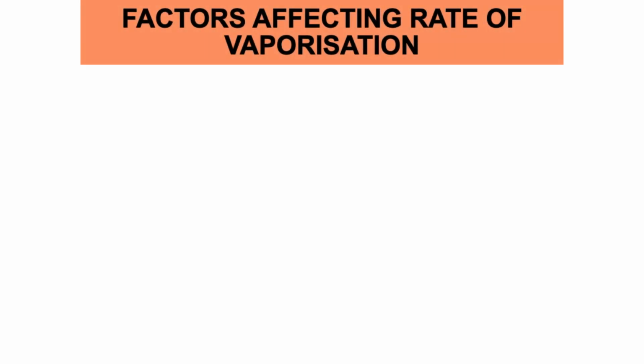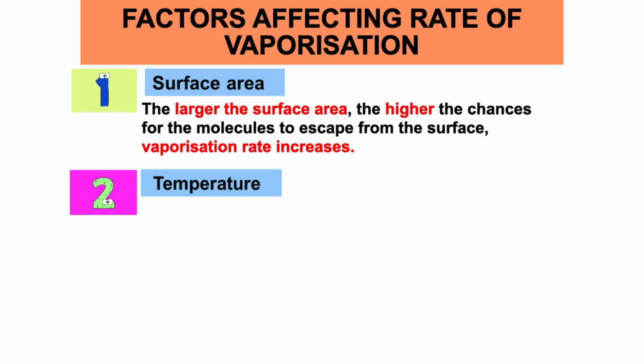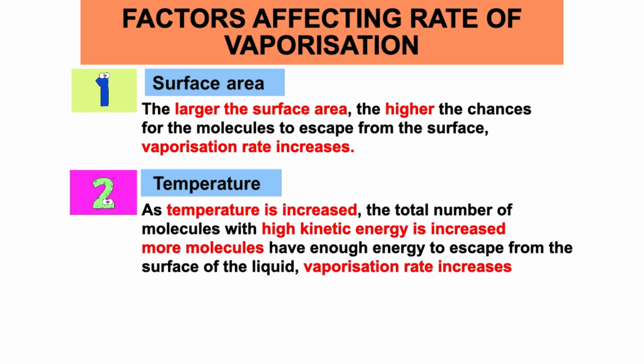There are several factors that affect the rate of vaporization. The first one is surface area. The larger the surface area, the higher the chances for the molecules to escape from the surface, hence the vaporization rate is increased. Second one is temperature. When temperature increases, the number of molecules that have enough kinetic energy is also increased and they escape to form a gas. So, the vaporization rate is increased.